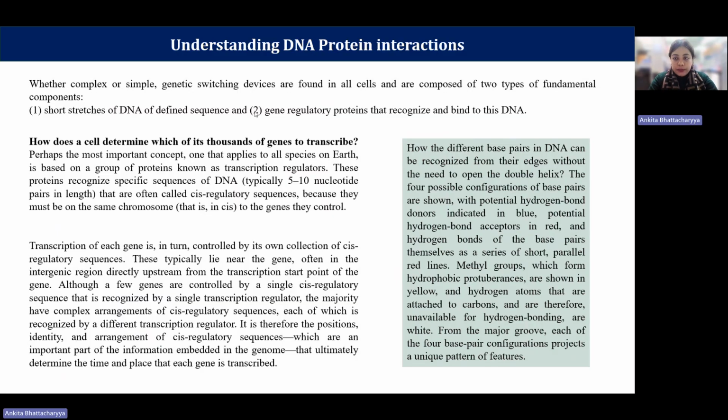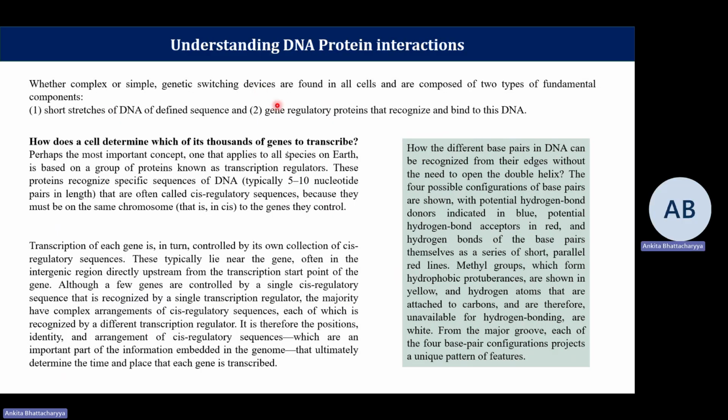Now, how do these different base pairs in DNA get recognized from their edges without the need to open their helix? How is it possible that the double helix does not need to be opened and still different base pairs in DNA are able to be recognized from their edges? There are four possible configurations of base pairs which can be shown with potential hydrogen bond donors indicated in blue, potential hydrogen bond acceptors, mostly represented in red, and so on.